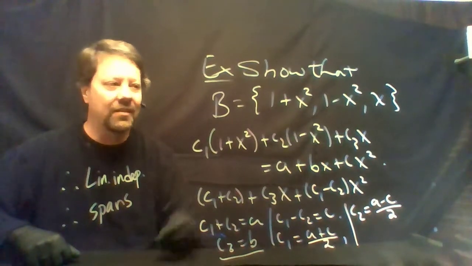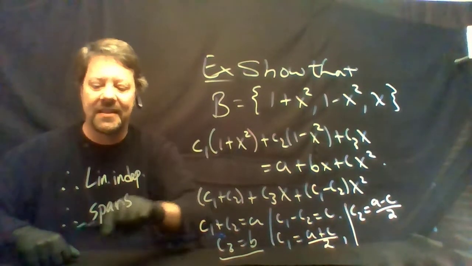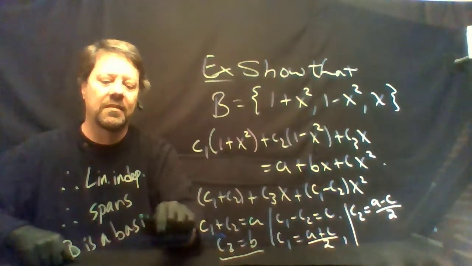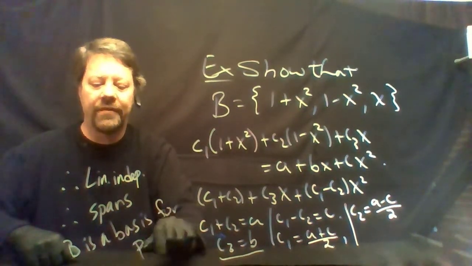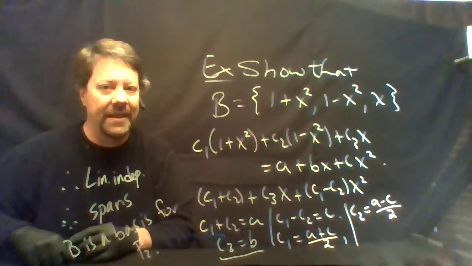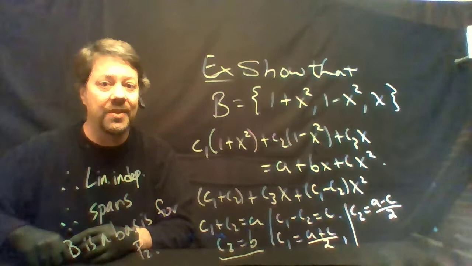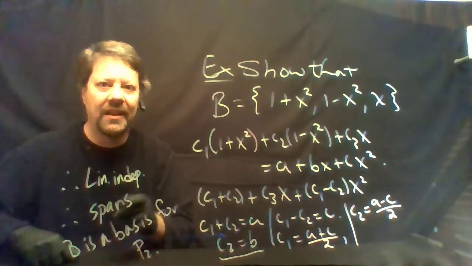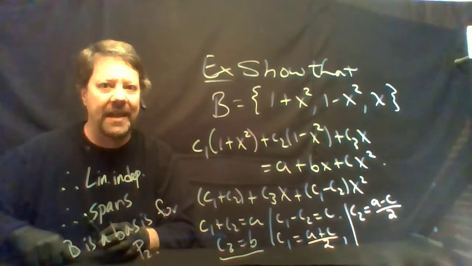Finally, we can conclude that B is a basis for the vector space P2. It's not the standard ordered basis. The standard ordered basis is 1, x, and x squared. But it is a basis. It is a linearly independent spanning set.